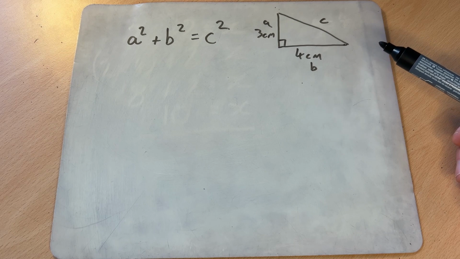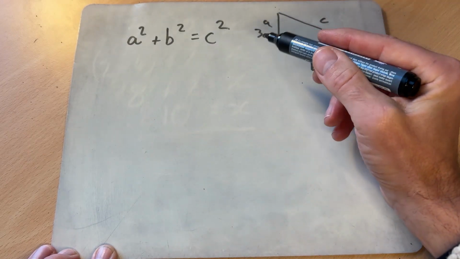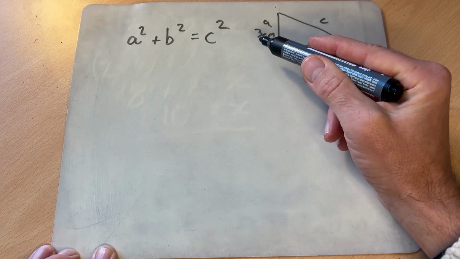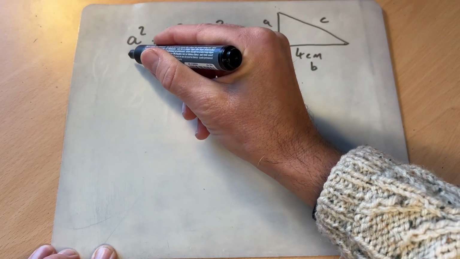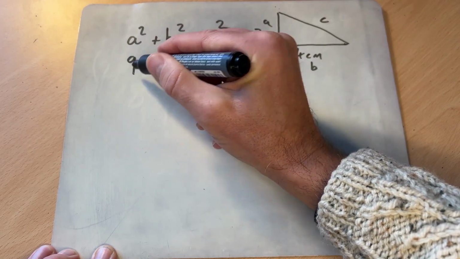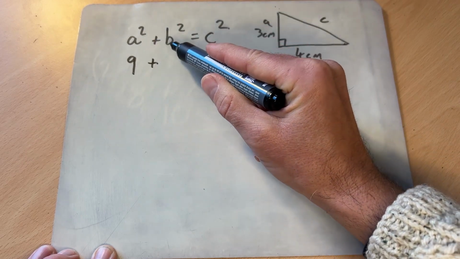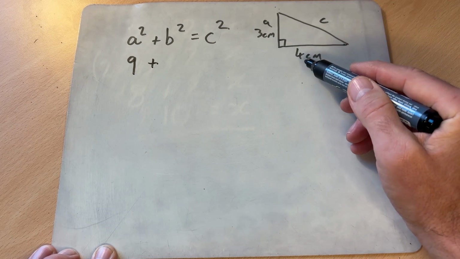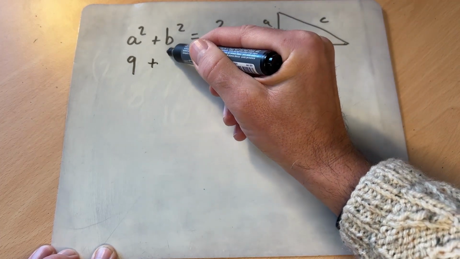Okay, so let's have a look. Okay, so a squared. Well, a is 3, so a squared is 3 times 3. So let's put our value there, which is going to be 9. We bring the plus down because it's in the formula. B squared. Well, b here is 4. 4 times 4 gives us b squared, which is 16.